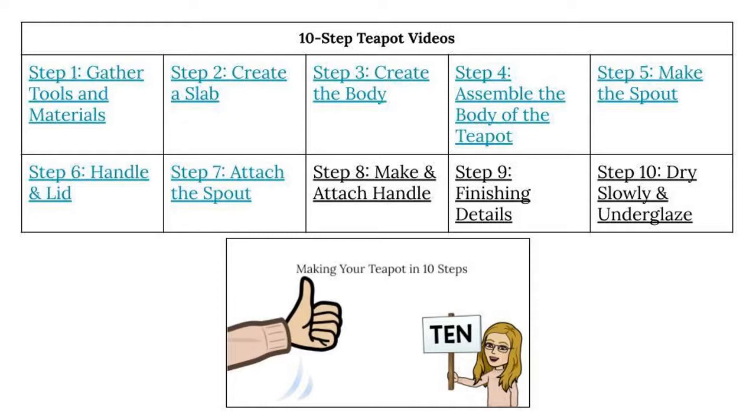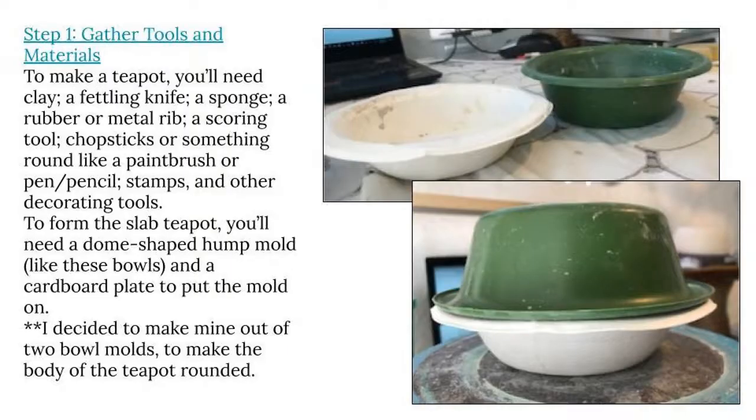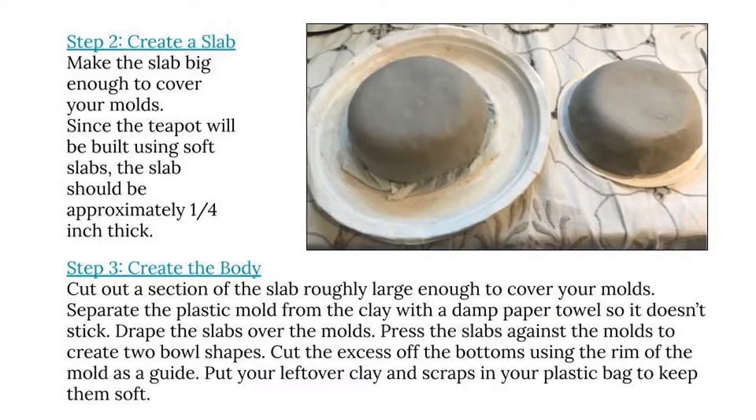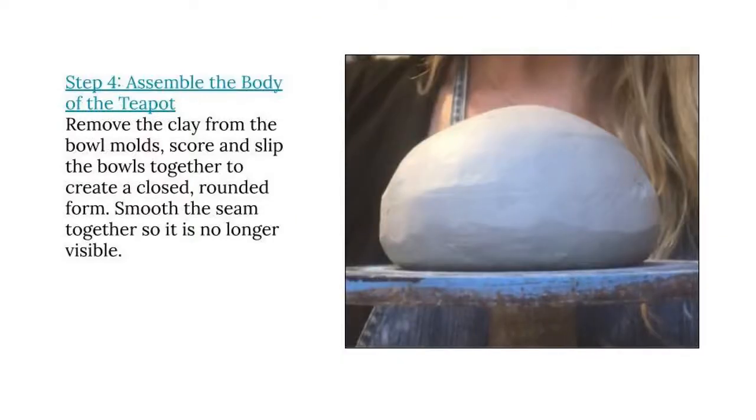If students were absent or had internet access issues, I was able to point them towards the resource that I made for them. So we went through step 1, gathering tools and materials. Step 2, creating a slab. Step 3, creating the body using a drape mold technique. Assembling the body of the teapot. Making the spout, handle, and lid.